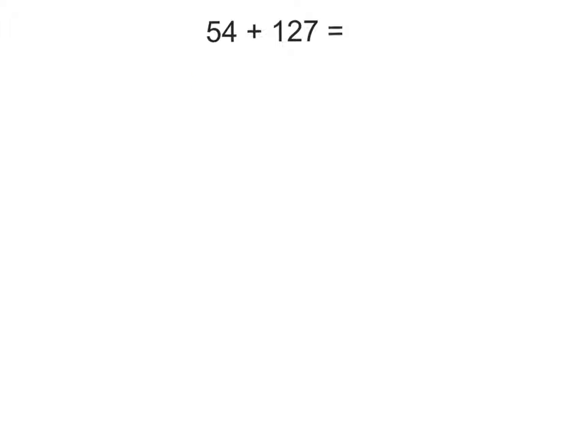I'm going to start with 127 because it has more digits, and usually it's a little bit easier if that number is on top. And then 54 I'm going to write right below it, but I'm lining up the ones place, and I'm lining up the tens place. Right, these are my ones, these are my tens, and these are my hundreds.